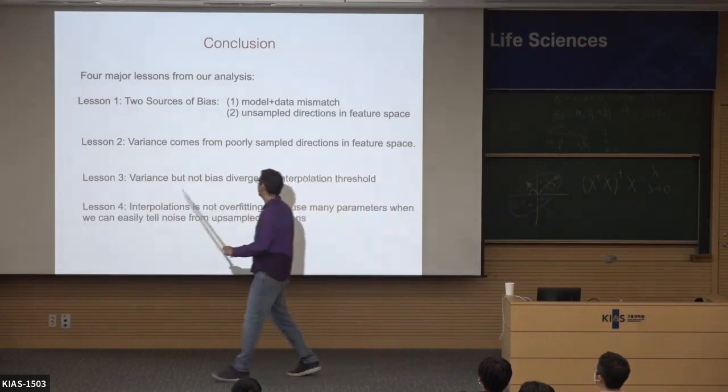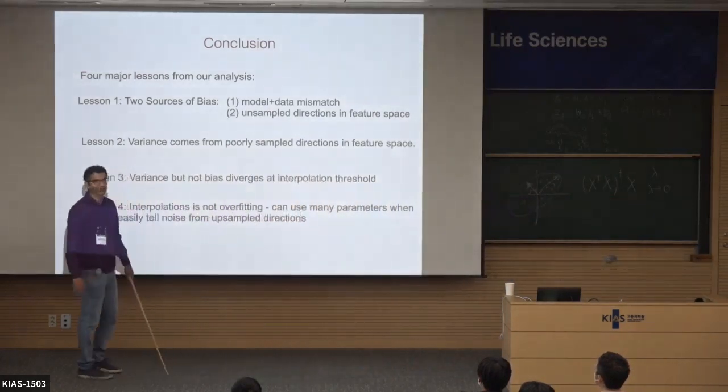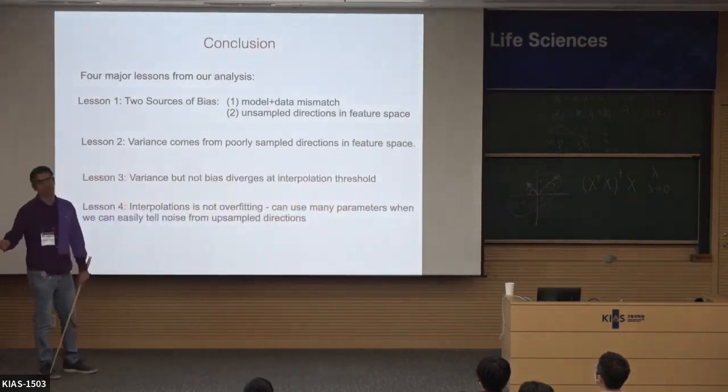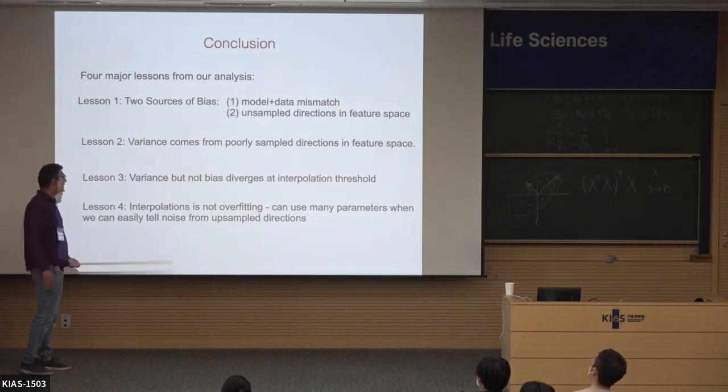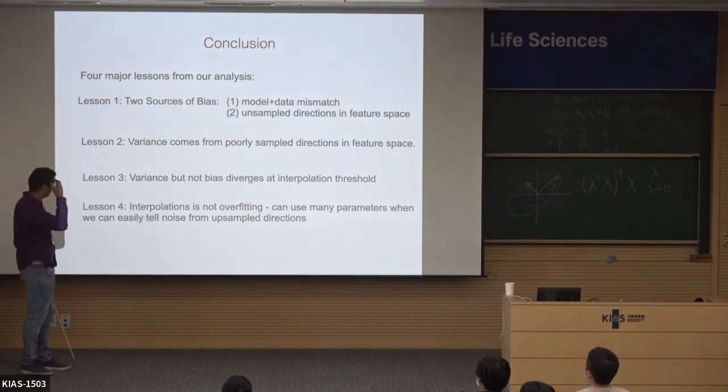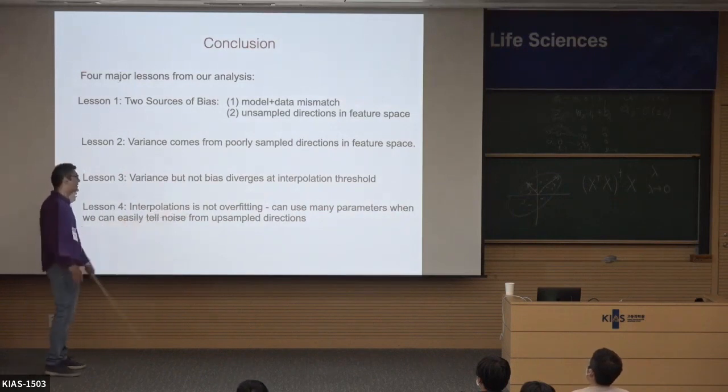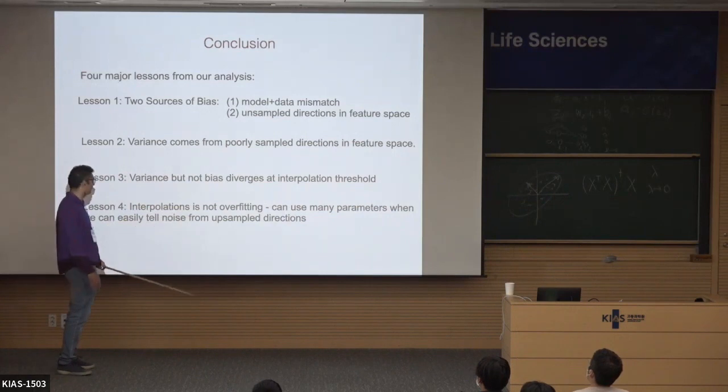Lesson three, the variance, but not the bias, diverges at the interpolation threshold. There were a bunch of papers claiming the bias diverged. And then finally, I think this is the really interesting thing: interpolation is not overfitting. We can use many parameters when we can easily tell noise from unsampled directions.